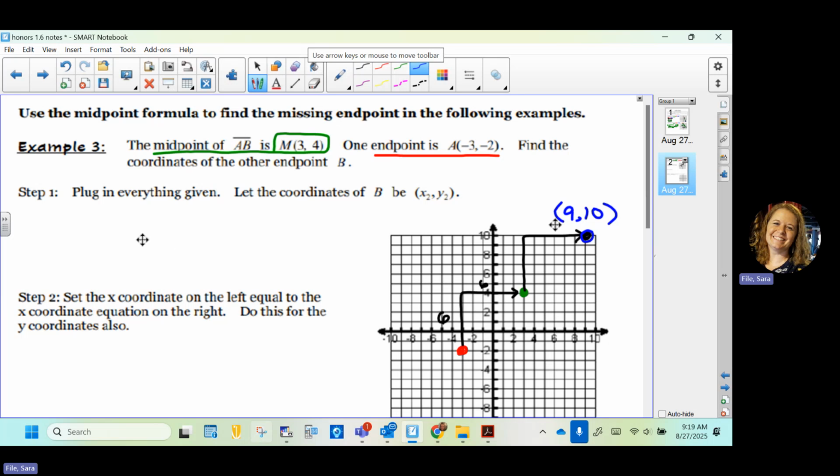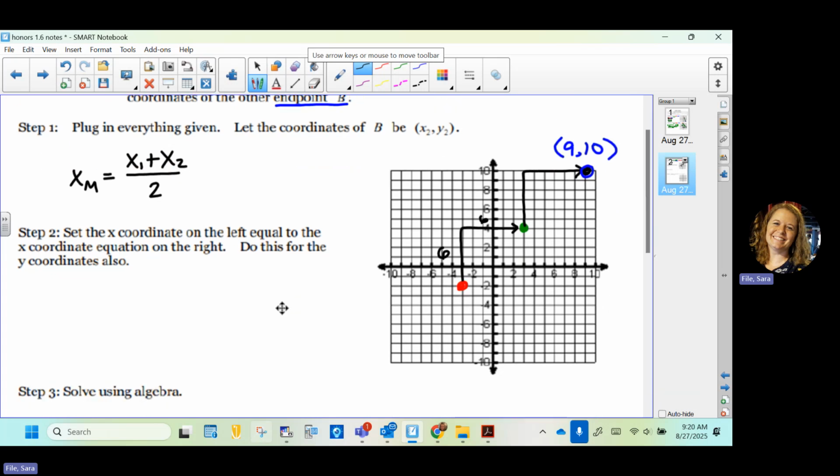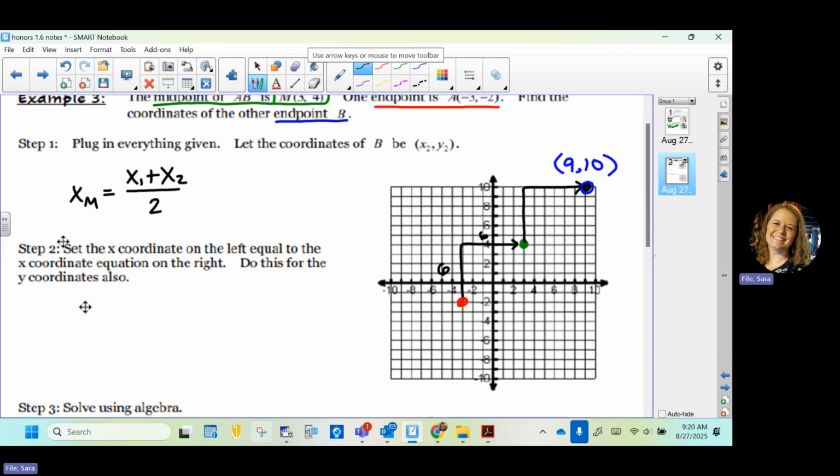Okay, algebraically, I use the same formula, and I just work backward, because the x of the midpoint is just the average of your two endpoints, right? That subscript m is for midpoint. So to find the x of the midpoint, I could plug in what I know and work backward. Let me read the steps a second.